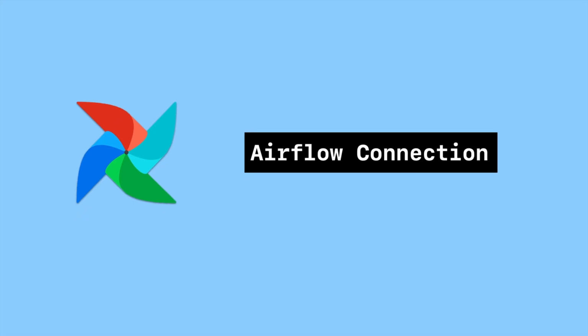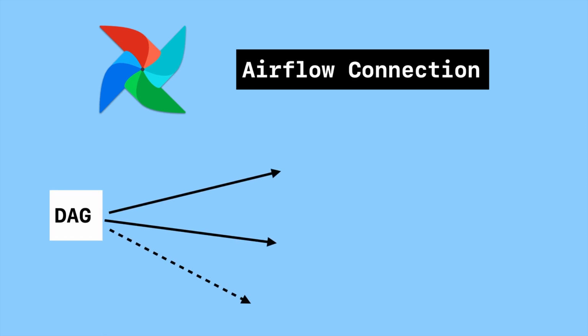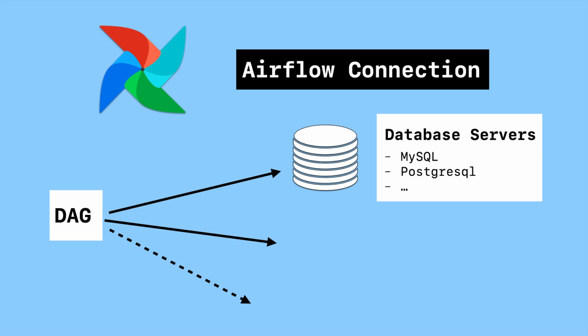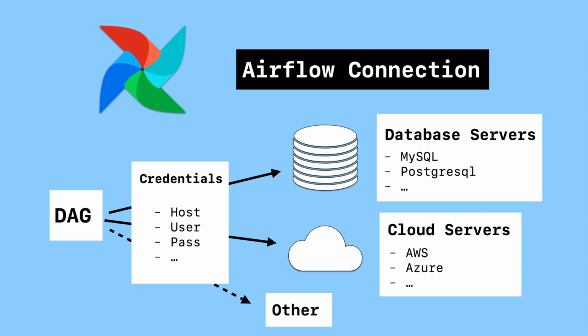Normally when we build an ETL DAG, we need to connect to some external services. For example, database servers like MySQL, Postgres, cloud servers like Azure, AWS, etc., and many other types of servers. To connect those, we need the credentials like host, username, password, port, and etc. You can create and manage them easily by Airflow connection, which can be used by corresponding operators.